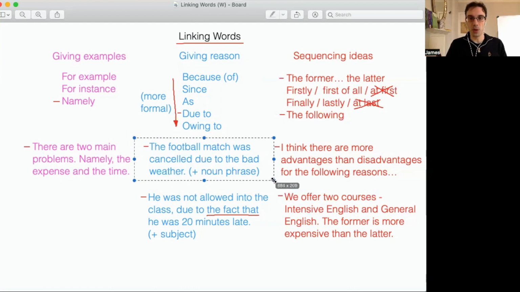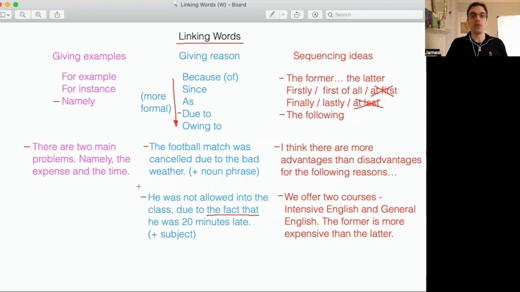So example number one, the football match was cancelled due to the bad weather. So due to here is followed by a noun phrase. So the noun is weather. We're just qualifying it with an adjective. So the bad weather. So that's like saying because of. You can just replace it with due to. However, you cannot follow due to with a subject like I, you, he, she, etc. So you can't say due to he or due to I, all right?